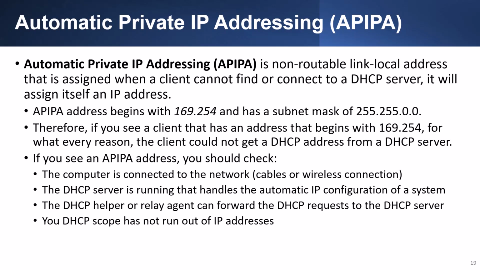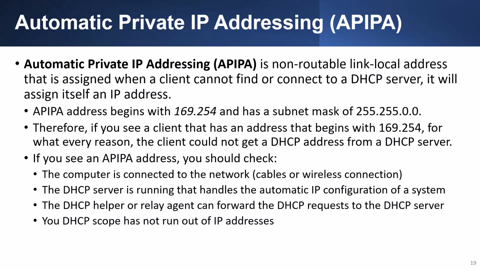Automatic Private IP Addressing, or APIPA, is a non-routable link local address that is assigned when a client cannot find or connect to a DHCP server. It will assign itself an IP address. APIPA addresses begin with 169.254 and have a subnet mask of 255.255.0.0. Therefore, if you see a client that has an address that begins with 169.254, for whatever reason, the client could not get a DHCP address from a DHCP server.